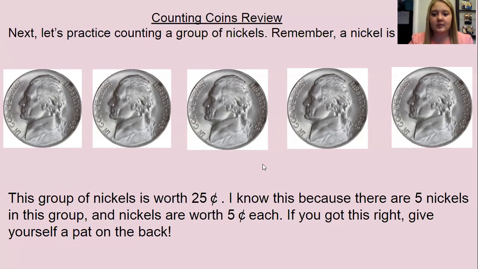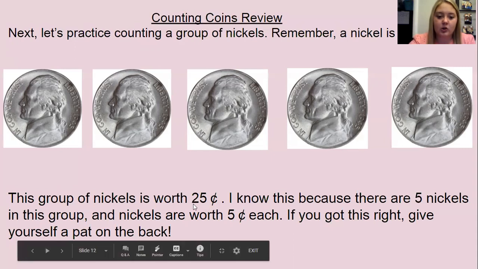I know this because there are 5 nickels in the group, and I know nickels are worth 5 cents each. If you got this right, give yourself a pat on the back. That is such great work. And I hope we remember to put our cent symbol after our answer. So your paper or your whiteboard should look like this, 25 cents.